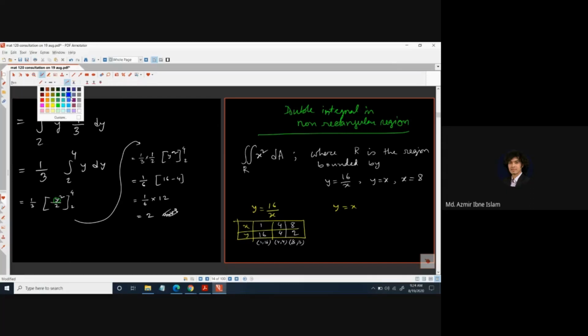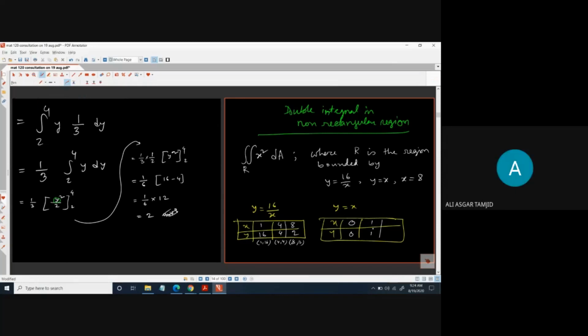Similarly, we can draw y equal to x. x, y. We can start from 0. If we input 0, it will be 0. If we input 1, it will be 1. We can input 4, then it will be 4. We can input 8, it will be 8. So this is how we can find some points.